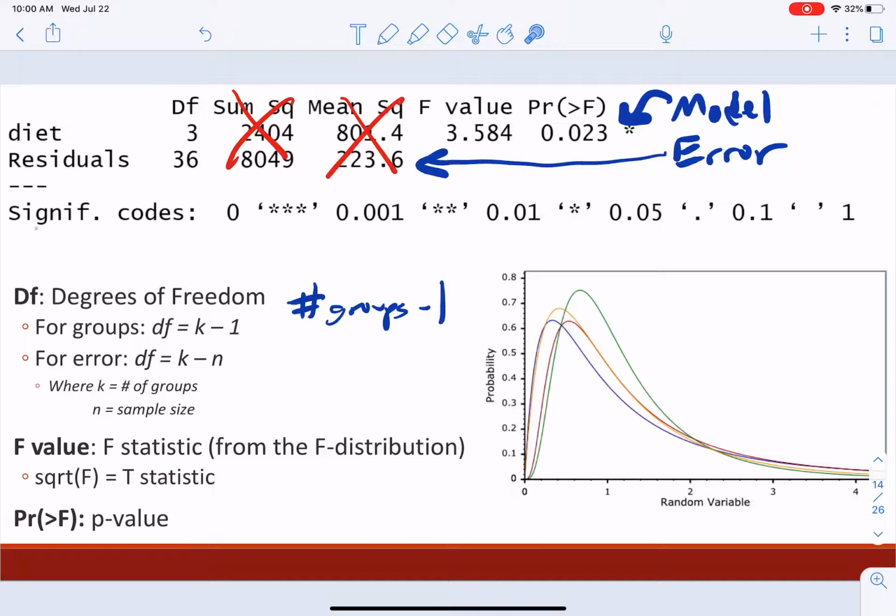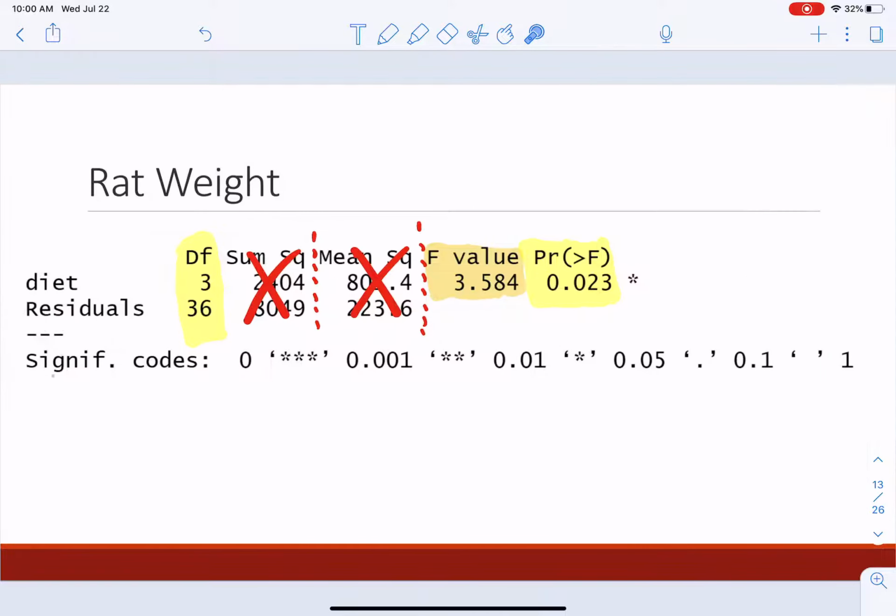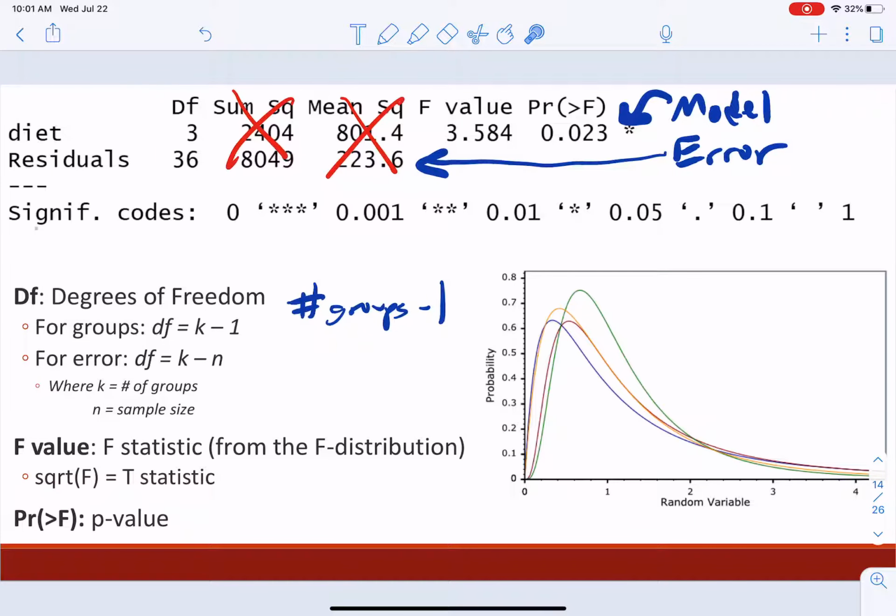Now, if we go back here, care a little bit about degrees of freedom, care a little bit about the F value, but check this out. We care a ton about this. And what is that? Well, the Pr greater than F is just the probability that our test statistic is in or outside of our rejection region, very similar to a t-stat, except in this case it just gives you the p-value. So same rules apply. If it's less than alpha, then we have significant evidence against the null hypothesis.